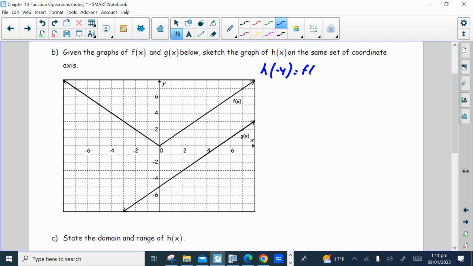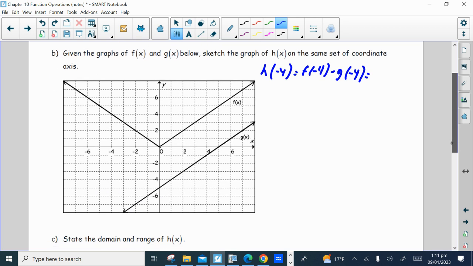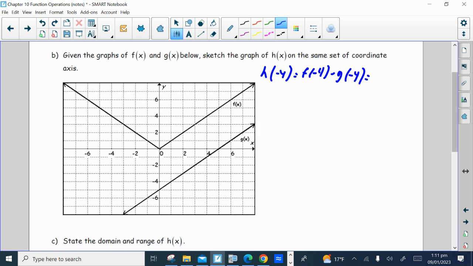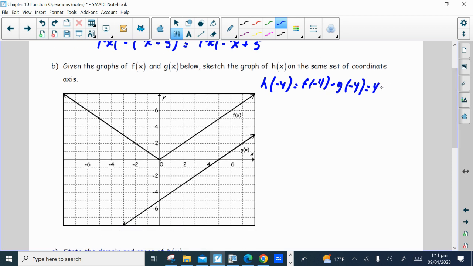So this will be f at negative 4, take away g at negative 4. The equation for f is the absolute value of x, so it'll be the absolute value of negative 4, which is 4. Take away g at negative 4, which I can read from the graph. That's positive 4. So that gives us 0. The point negative 4 comma 0.